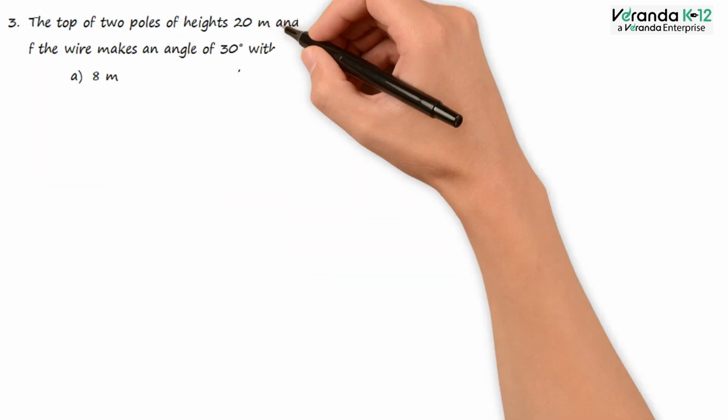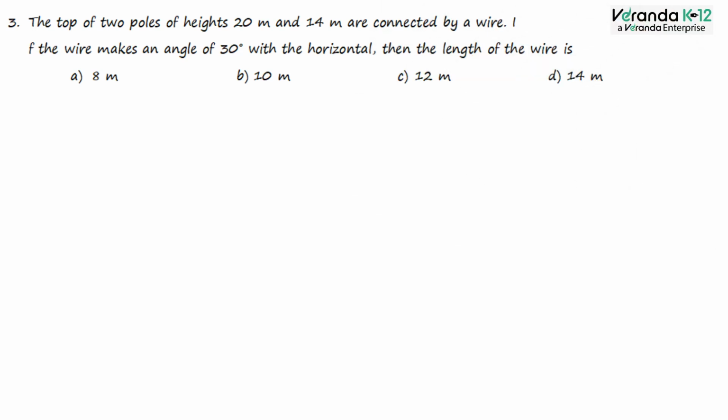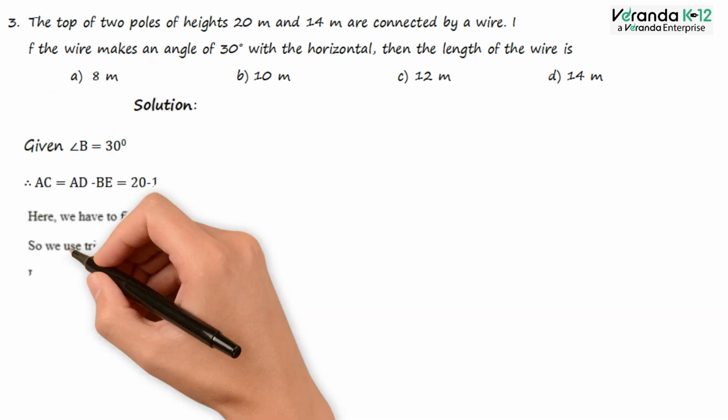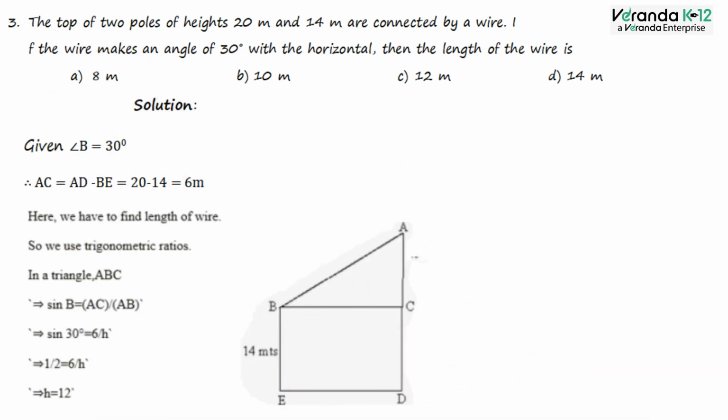Question number 3. The tops of two poles of heights 20 meter and 14 meter are connected by a wire. If the wire makes an angle of 30 degree with the horizontal, then the length of the wire is. Options given are A 8 meter, B 10 meter, C 12 meter, D 14 meter.